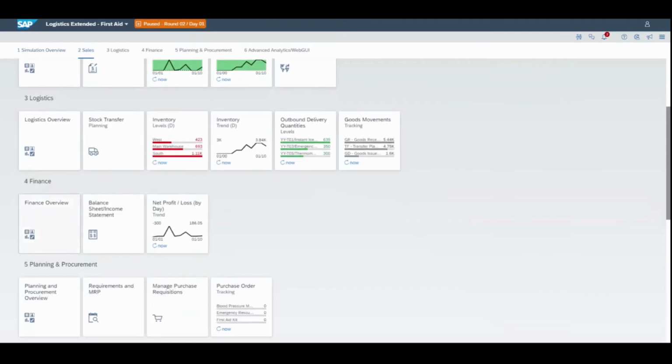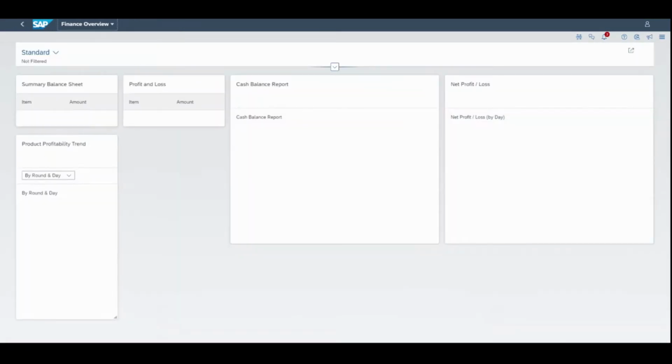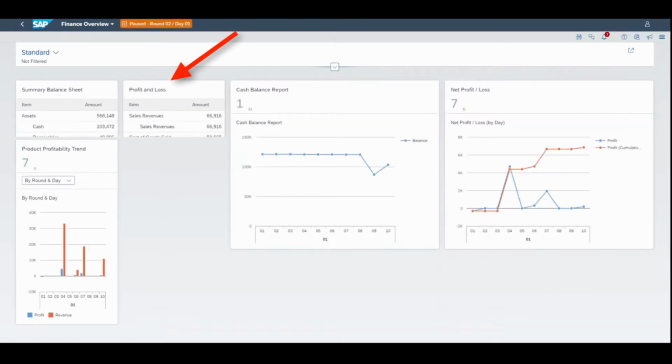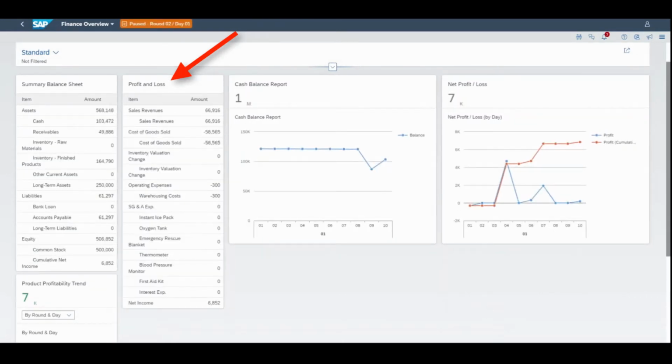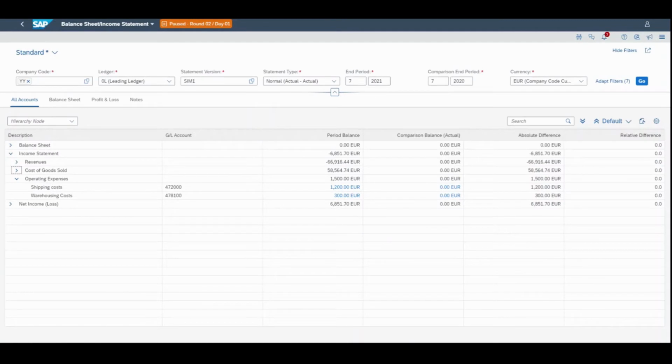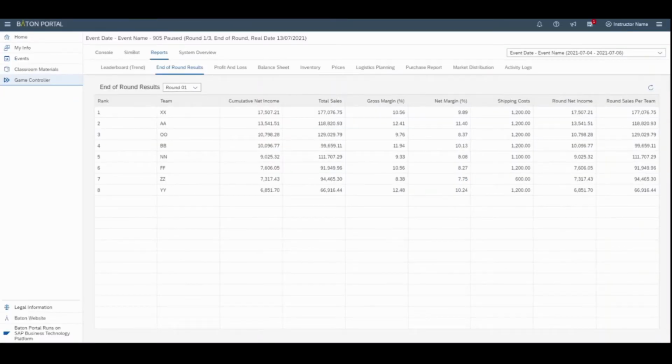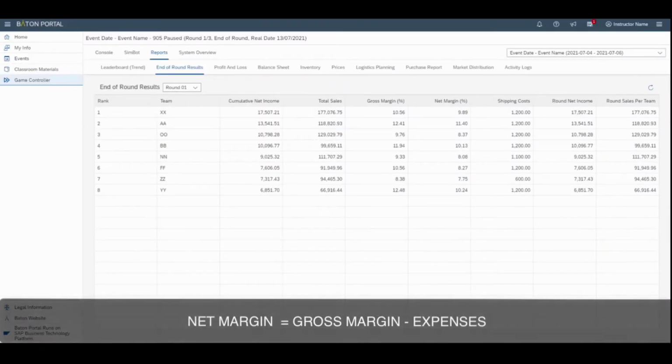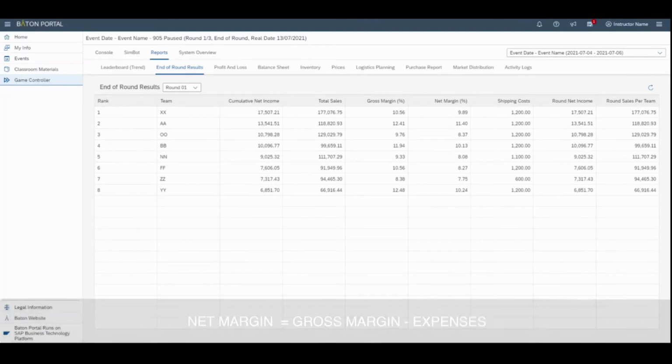All these costs can be observed in the Finance Overview tile in the Profit and Loss Statement card right here, or by using the Balance Sheet / Income Statement tile here. Note: the market demand is different from game to game, but will remain the same during a given session. In the end of round results of the instructor's report, a company's net margin is its gross margin minus their operating expenses, which includes the aforementioned costs. If they are overlooked, it will necessarily affect any team's net margin.